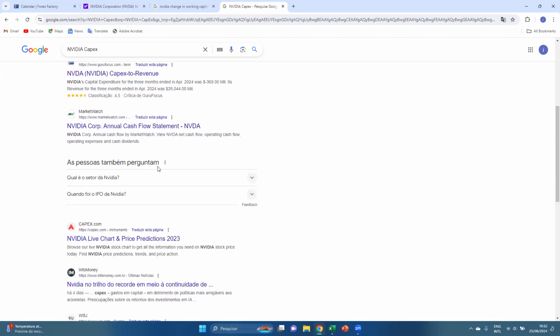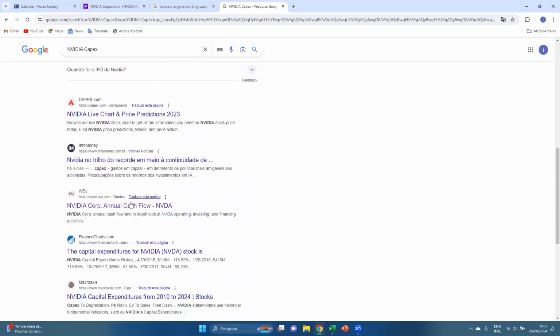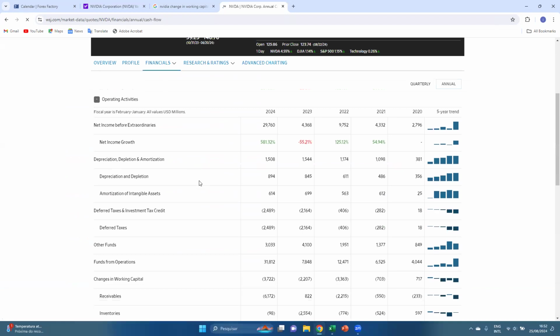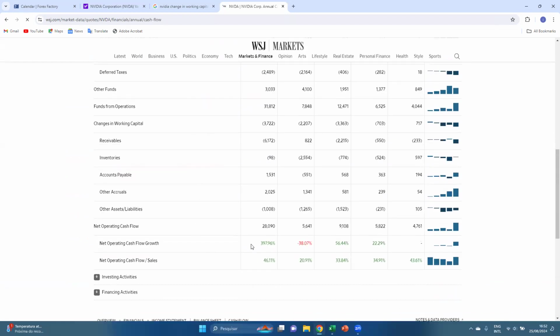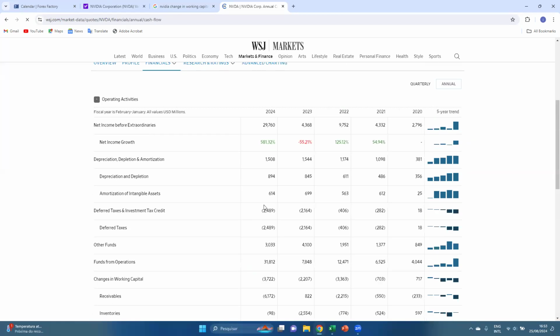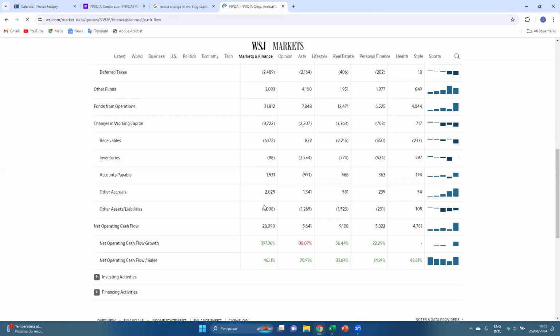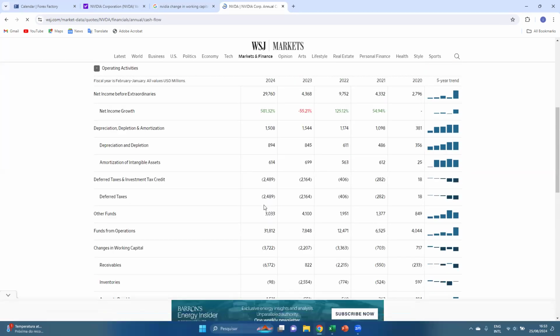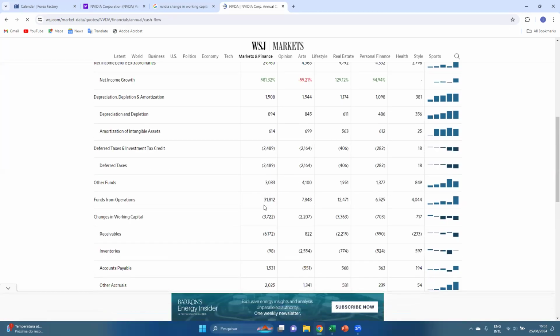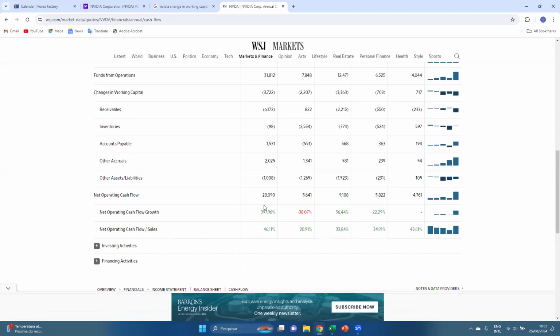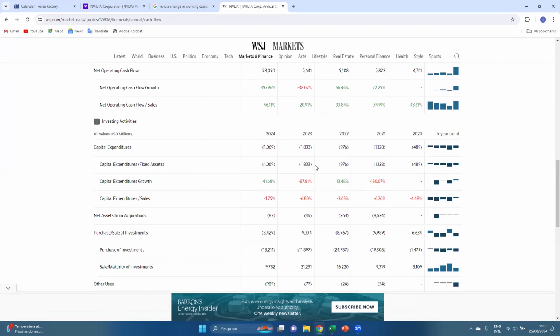So I used data based on this year. I think we can see here the NVIDIA annual cash flow that I picked. I don't really remember where, but you can find it in the 10-K. We are not going to do that. Okay, here it is, the capital expenditures.